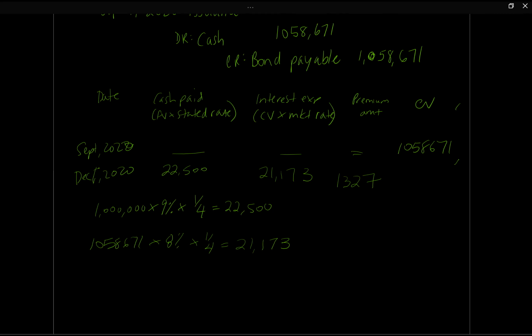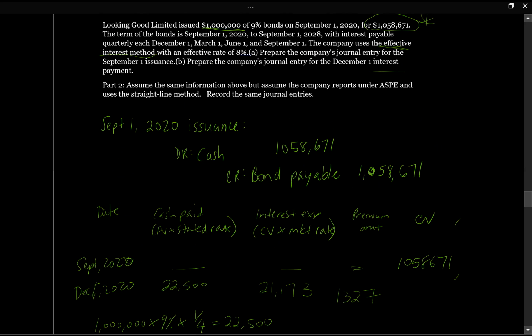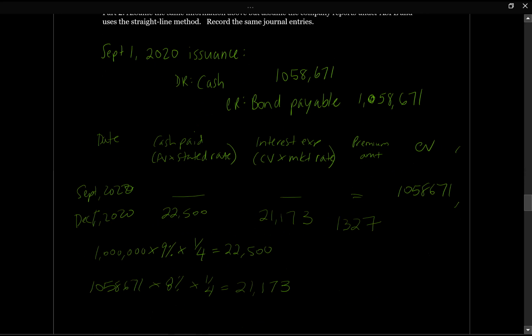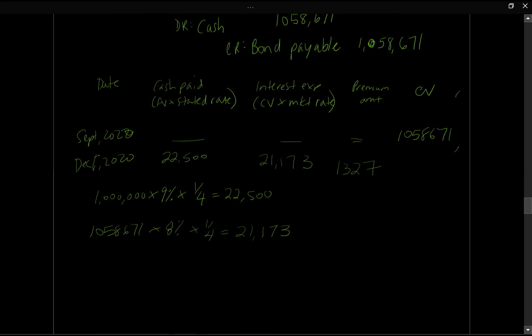So we know that over the next 8 years, we're going to be amortizing this premium through. And at the end of the maturity of the bonds, we need this amount to be at 1,000,000. So we know we need to be deducting from the carrying value. So we know that this premium is going to reduce the bond value. So if we take 1,058,671 and subtract 1,327, we're going to get 1,057,344 as our new carrying value.